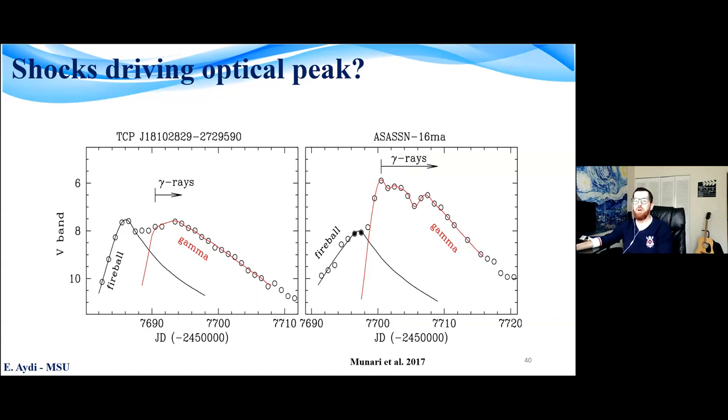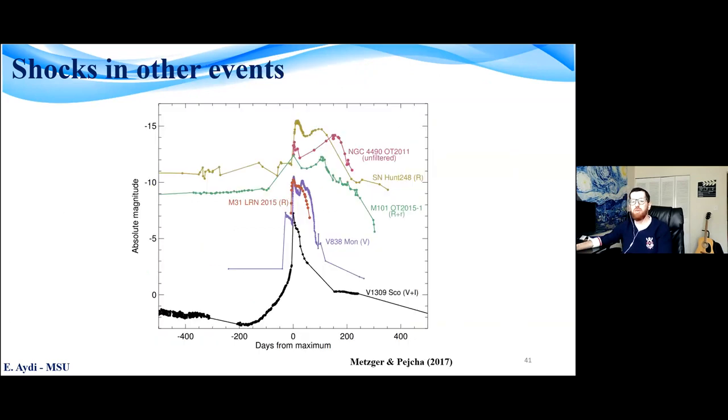Some recent work by Munari et al. showed that the nova optical light curve could actually be the combination of two light curves, more precisely, emission from the fireball as the ejecta initially expand, and then the shock emission, which manifests as the main optical peak. This is, of course, reminiscent of the double-peak light curve that we observe in stellar mergers.